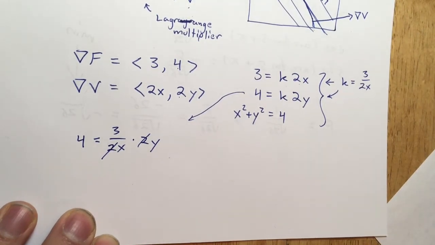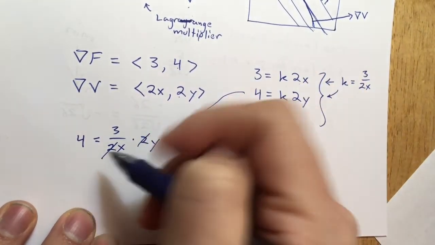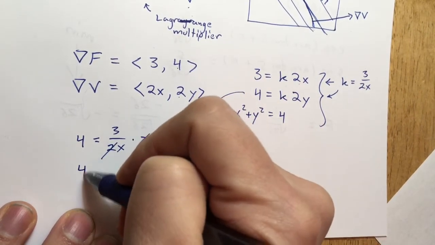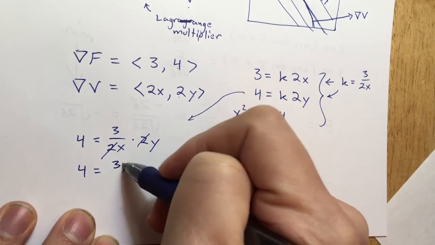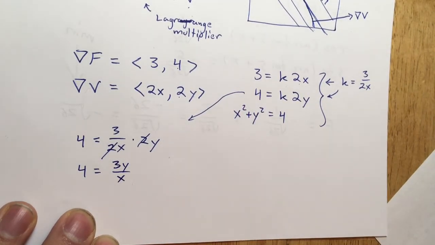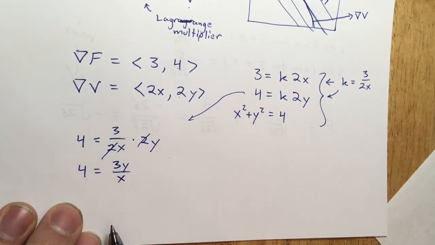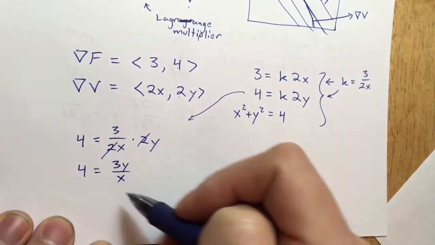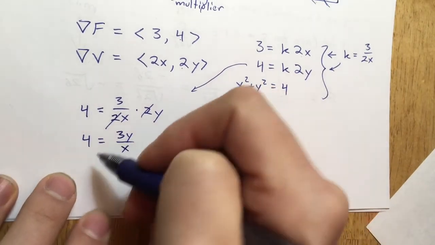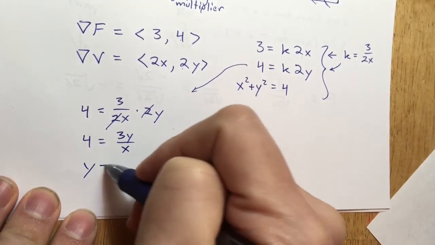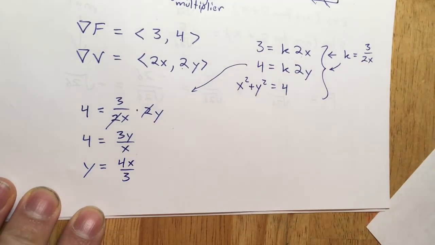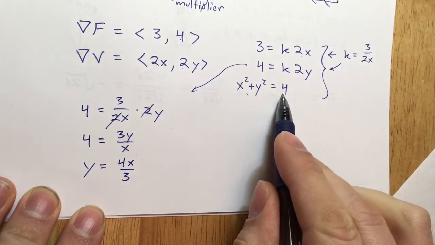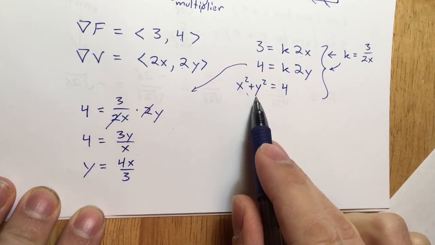All right. So that becomes 4 equals 3y over x. And let's go ahead and solve this for y. So let's multiply both sides by x, and then divide by 3. I get y equals 4x over 3. And the only equation we haven't used yet is this one. So let's take this and plug it into there.